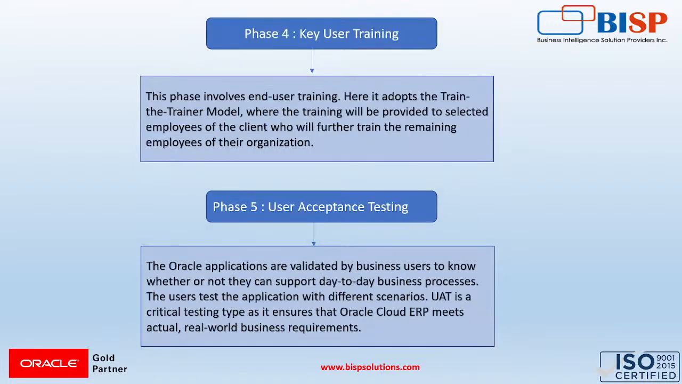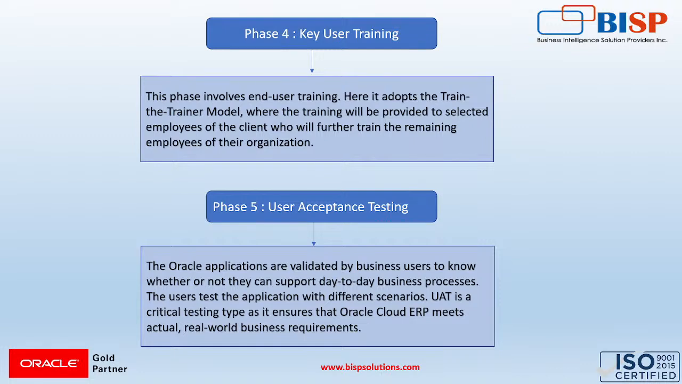So the fourth phase is key user training. That is, it involves end user training. Here we have to train the model, where all the training will be provided to the employees of the client, where they can see how the application works, how the system works, how everything is working smoothly, and whether it is user friendly or not, or whether we can configure more. So all these will be done in the key user training process.